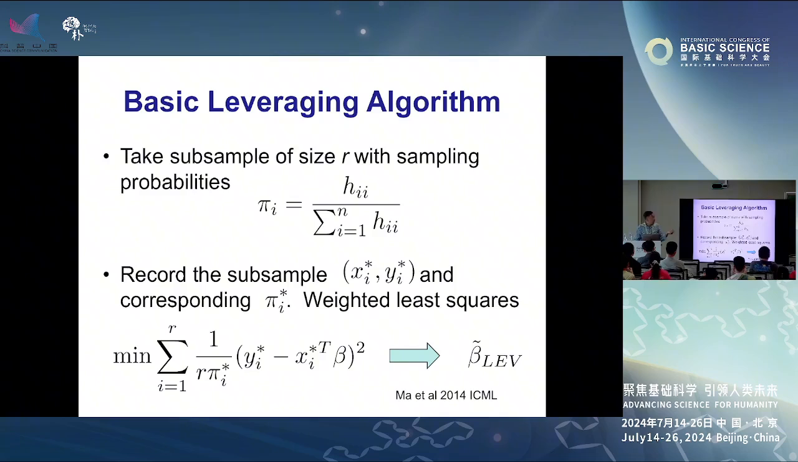Okay, essentially, with this leverage score h_ii, we normalize it and make it a probability, and then using this probability, we can take a subsample from the full data. The resulting estimate, we call the beta leverage estimate. This beta leverage estimate will have a similar performance to beta hat, the full sample least squares.